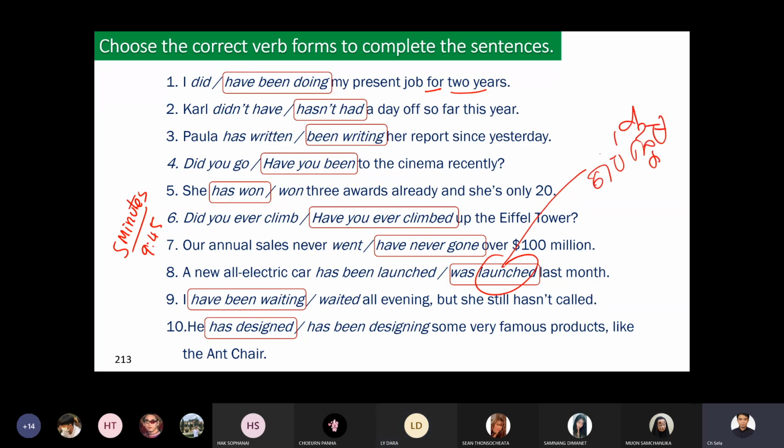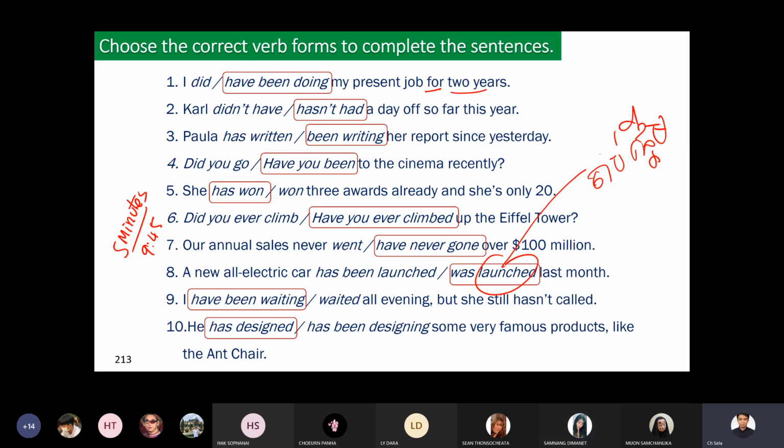Okay, thank you very much. Do you have any questions about this, everyone? Teacher, about number 6 and number 7, how can we know we should use the present perfect? Number 6 and number 7.